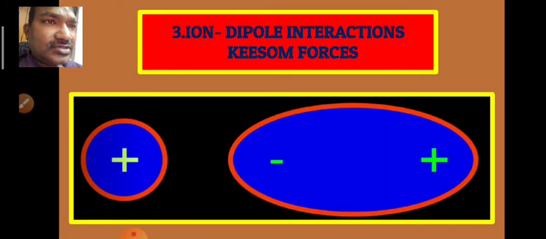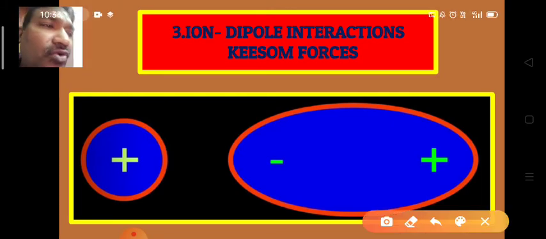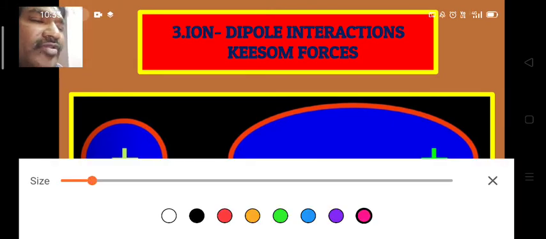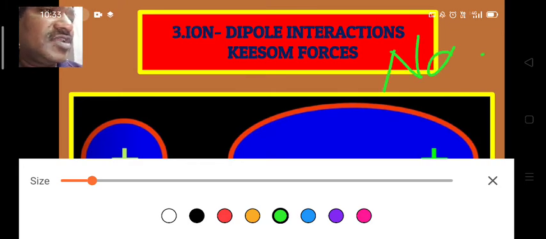These are also known as the Keesom forces. Now, when we dissolve ionic compounds like sodium chloride, potassium bromide, then what happens, for example, assume that we have dissolved the sodium chloride.